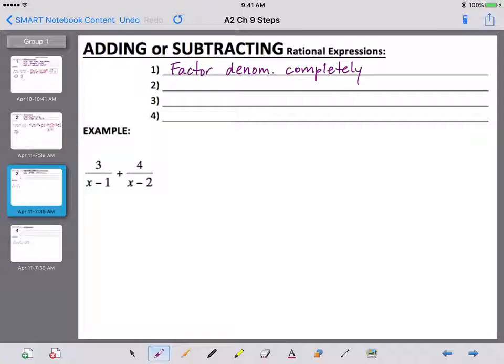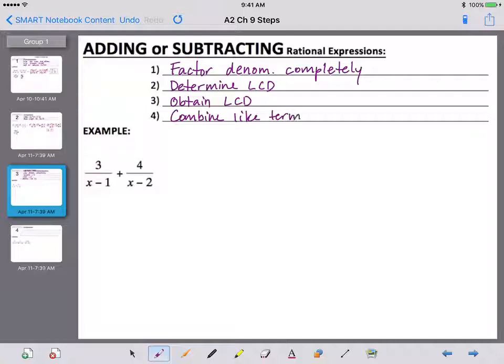And once that's factored, you have to figure out what your least common denominator is. Then you're going to obtain that least common denominator. So you have to figure out what to multiply the first fraction by and what to multiply the second fraction by. Once you have that least common denominator, you can combine your like terms on the top.